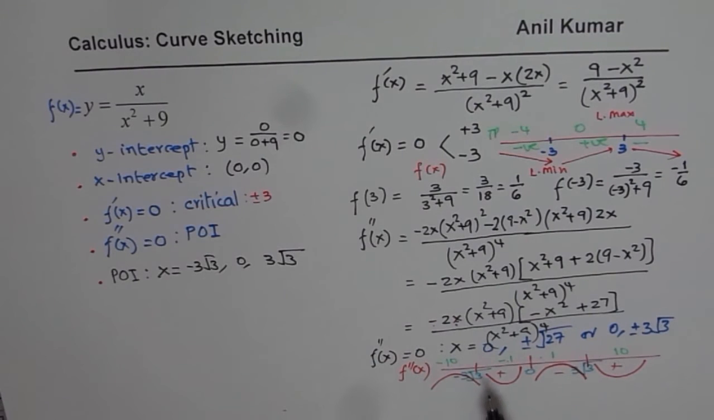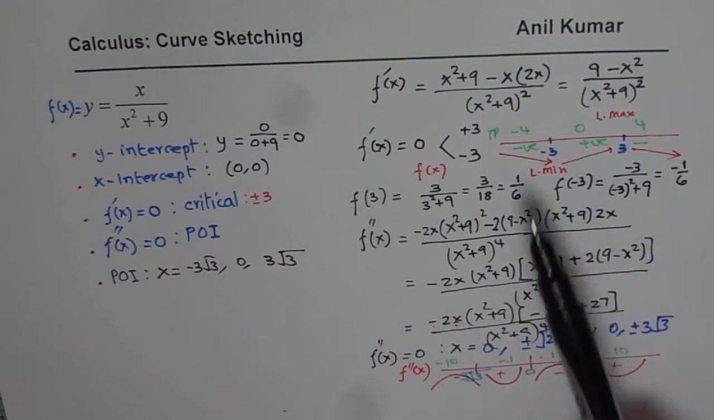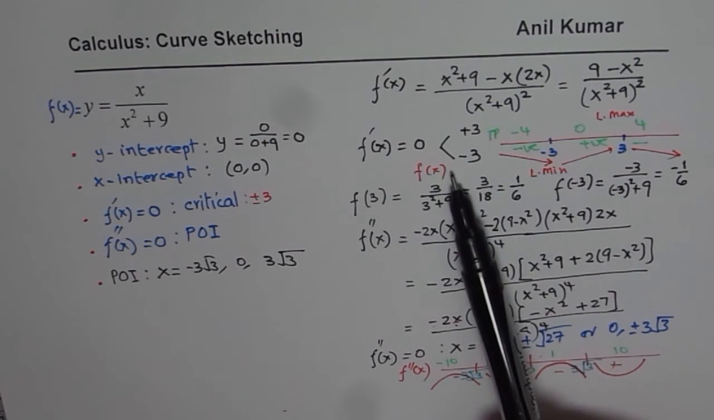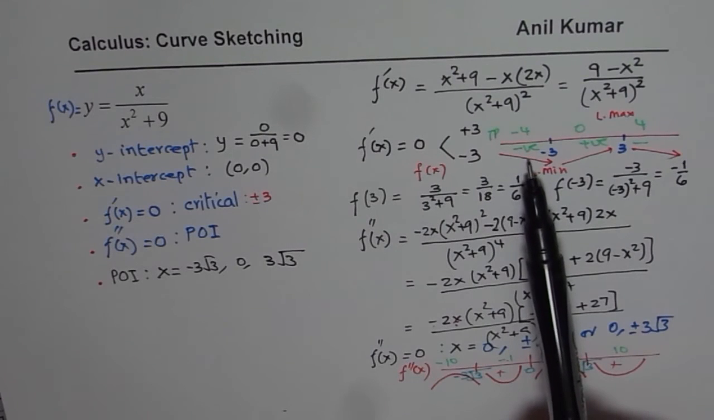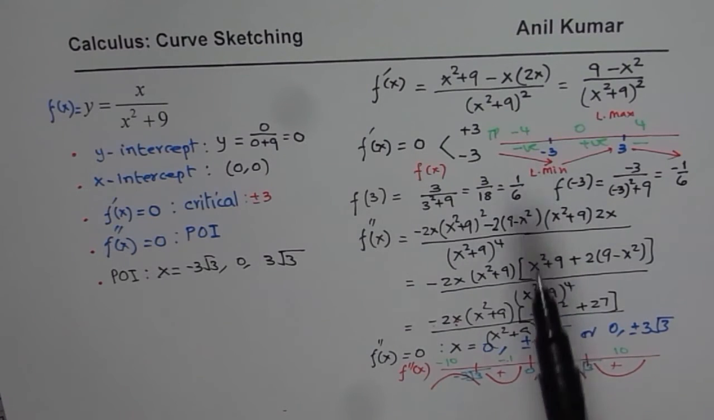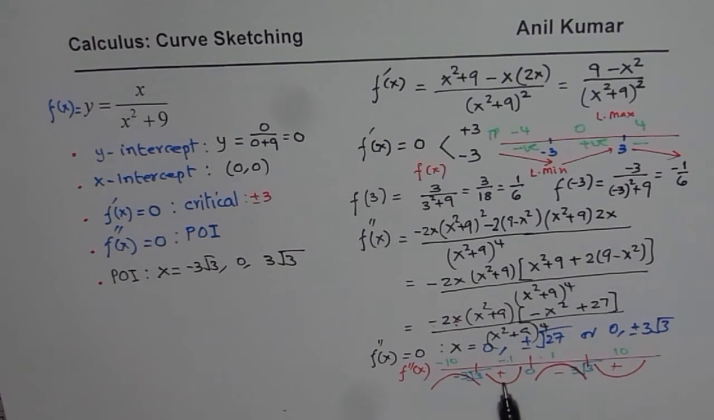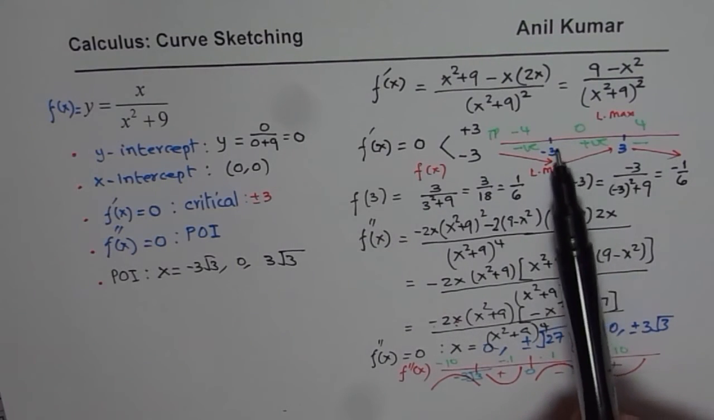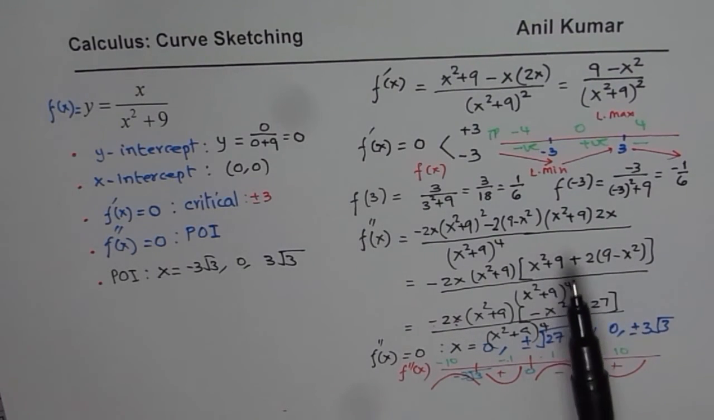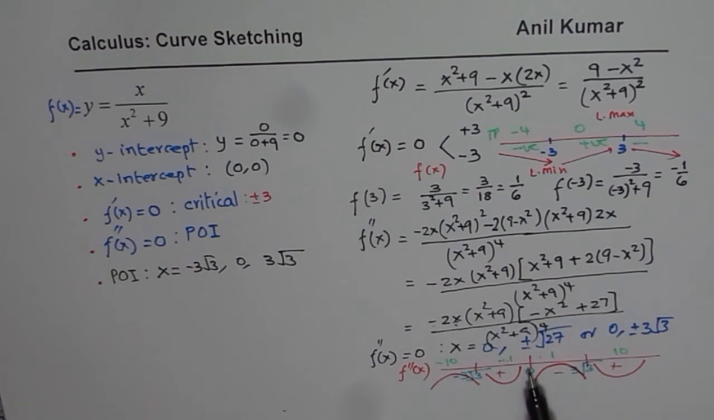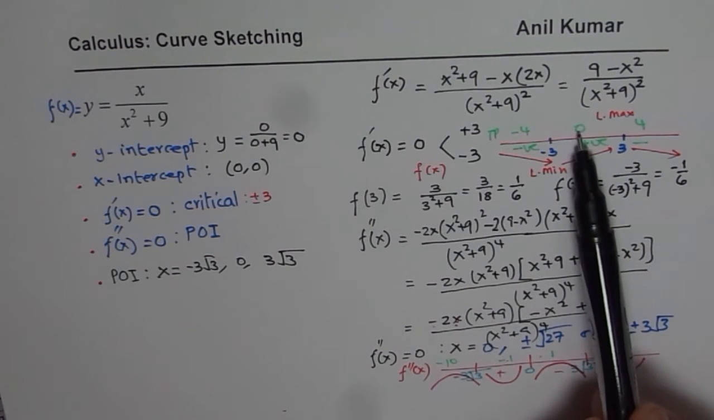Now I would also like to tell you that you could have found local maximum and minimum using the second derivative. If you are on the left side of minus 3, close to minus 3, then the second derivative is positive, right? So that means you have a local minimum. But if you are on the right side of minus 3, that means around 0, then the second derivative for you is also 0. So you do not have any point of maximum or minimum at 0.